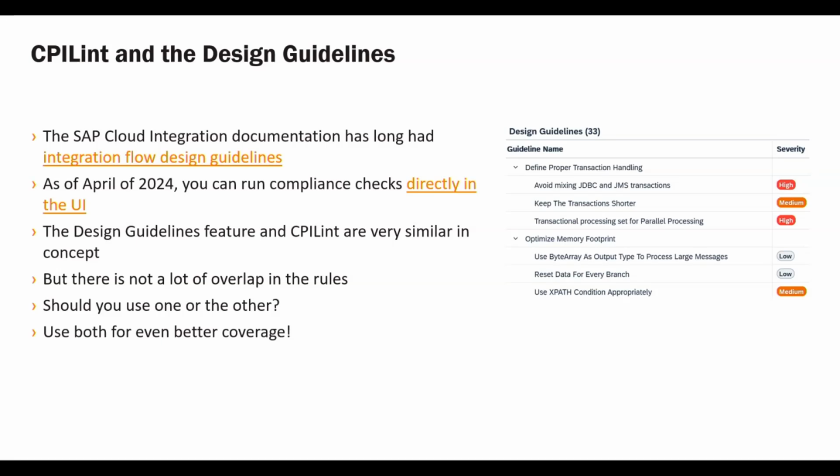The design guidelines are more about performance, stability, and so on of your integration flows. And CPI Lint, I would say, is more about this question of how do we do things around here. So they are less black and white, stuff you should always do or stuff you should never do. And the design guidelines are more about that. So I get asked, should I use one or the other? And definitely you should use both because you'll get better coverage of best practices and your own rules at the same time, right? There's a screenshot up there of how the design guidelines look embedded in the Cloud Integration UI. Very cool feature.